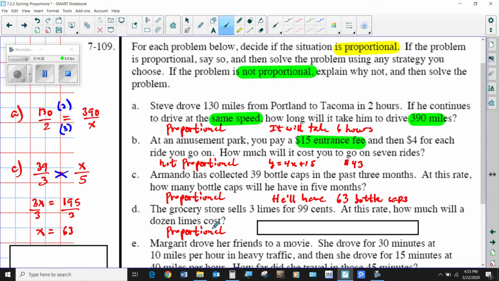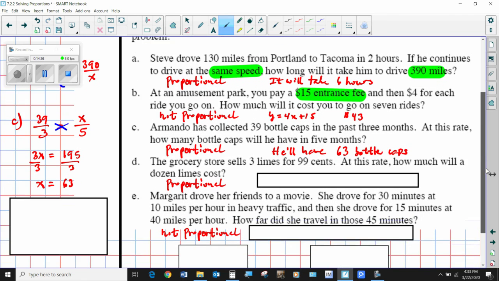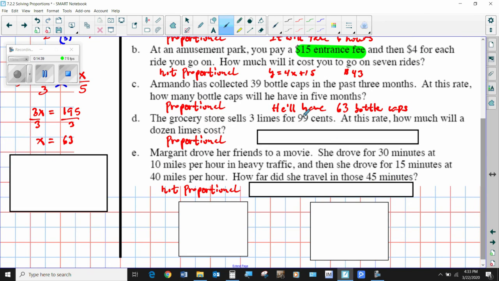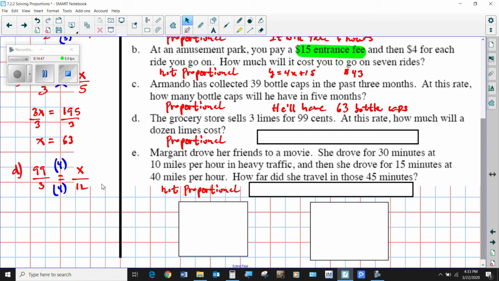Much better. Okay. The grocery store sells 3 limes for 99 cents. You could figure out a unit rate on this one. I guess the unit rate would be 33 cents per lime, and then multiply that times 12. That's yet another technique we've talked about in the past, but we're going to stick with the giant one in this situation. Since 3 times 4 is 12, 4 times 99 is going to give us our answer of $3.96 for 12 limes.